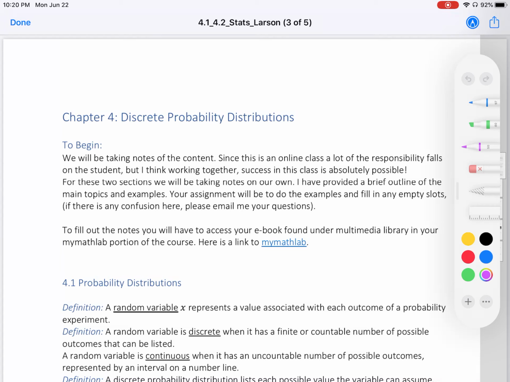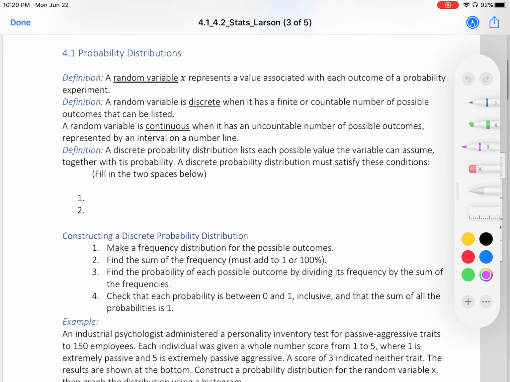Hi, let's continue with Chapter 4, Discrete Probability Distributions. Let's begin with Section 4.1. Let's read some definitions. Definition 1: A random variable x represents a value associated with each outcome of a probability experiment.